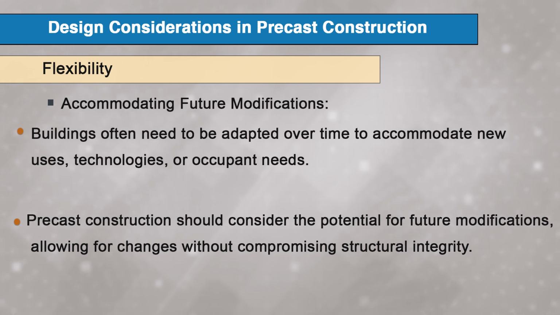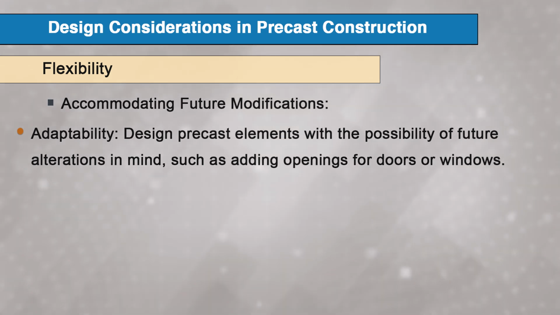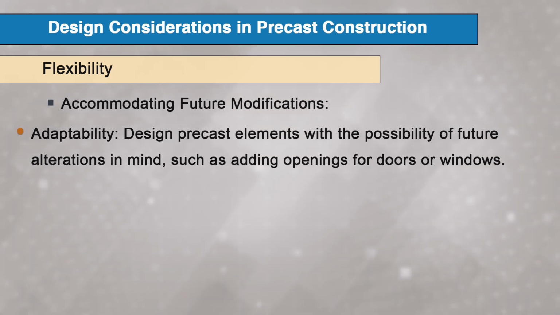Talking about the modular design, precast components can be designed for easy removal or replacement, facilitating renovations and expansions. If we talk about the adaptability, design precast elements with the possibility of future alteration in mind, such as adding openings for doors and windows. For example, in an office building, precast floor slabs might be designed with voids that can be opened later to accommodate a new staircase or elevator shaft, providing flexibility for future reconfigurations.